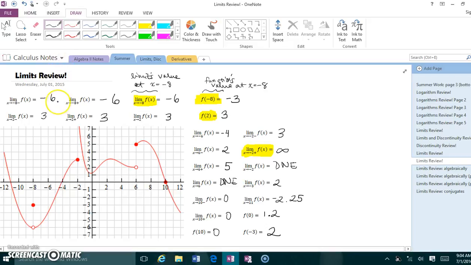So here are all the answers. Check to make sure that you got them all correct. The ones that are highlighted are the ones I want to point out quick. So let's start at negative 8 here.